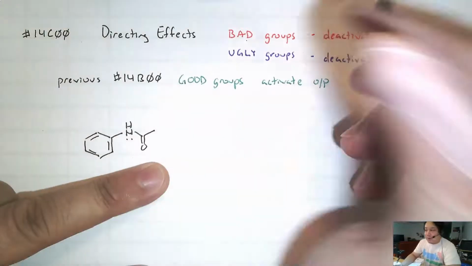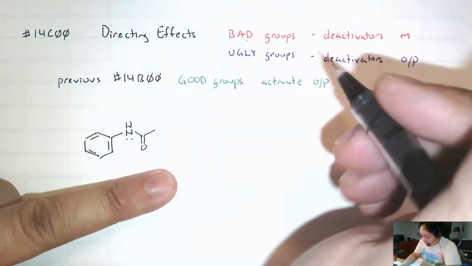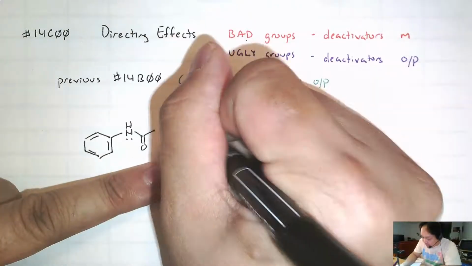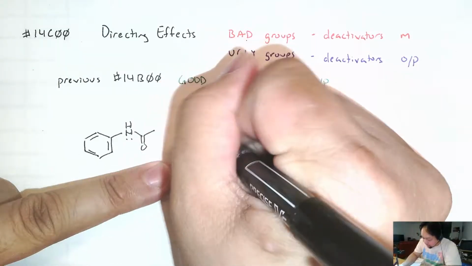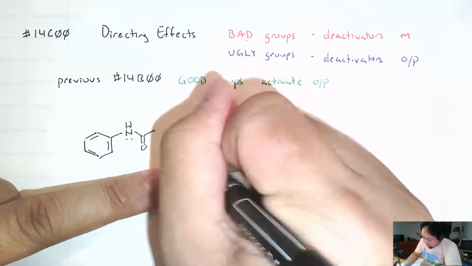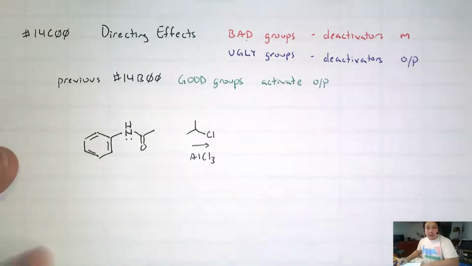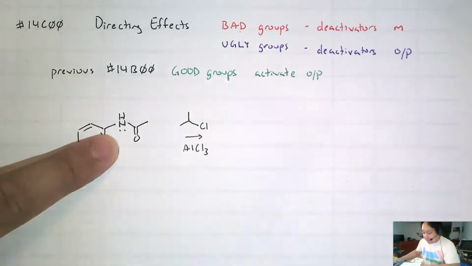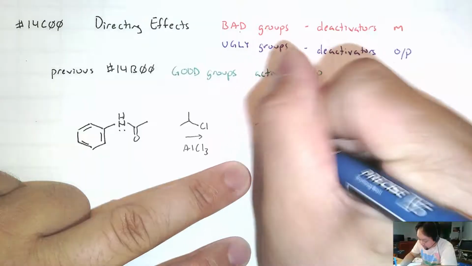What reaction do we want to do? We could pick any of the 5. Why don't we try alkylation? And I'll use this alkyl group. Because this is a good group, you're going to put the incoming electrophile in the ortho and para position.